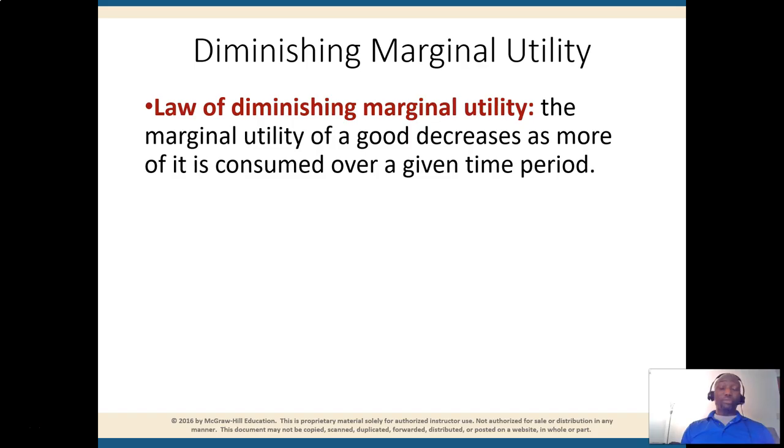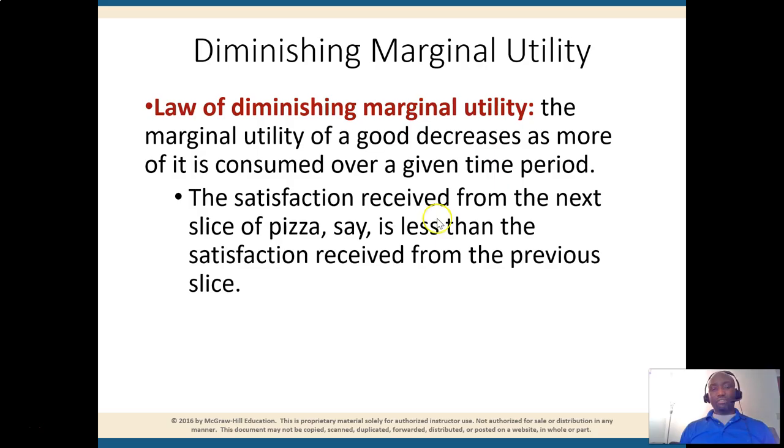You go to the club, you dance, you drink, you say yeah, and then you keep drinking, then at a certain point they're gonna drag you out. Or if you're thirsty and you drink some water, you feel happy. Now if you keep drinking more cups of water, the marginal goes down. So the satisfaction received from the next slice of pizza is less than the satisfaction received from the previous one. Because you're full now, you really don't care about the next one, so you're not gonna pay the full price for the next one.